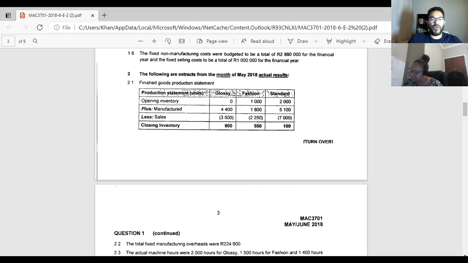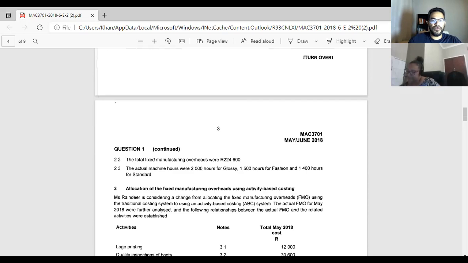Okay. So number 2.1, the finished goods production statement shows you for glossy, fashion, standard, opening units, manufactured units, sales units, and then the closing inventory. They're telling you that the total actual manufacturing overheads were 224,600 Rand, and the actual machine hours were 2,000 for glossy, 1,500 for fashion, and 1,400 for standard. So that is just giving some actual information.